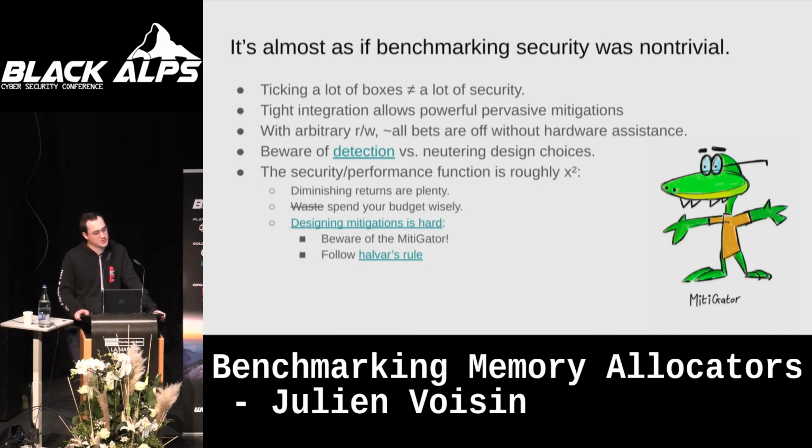Also, if an attacker has arbitrary reads and writes, most of the time you've lost, except with hardware assistance like memory tagging. So again, a trade-off: what are you defending against? I wrote some benchmarks about security, like can you detect use after free, reliability, those kinds of things. And someone reached out to me and said, hey, my allocator doesn't detect use after free, but you cannot exploit them. So you have to be careful about detecting security issues and neutering them, making them unexploitable.